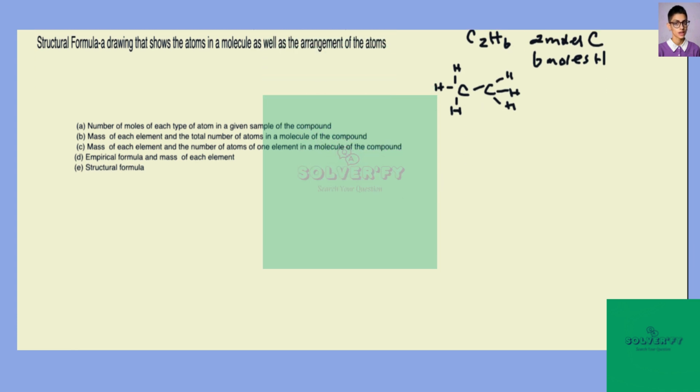So the question is, what information do you need to have to determine the molecular formula? If you know the number of moles of each type of atom in a sample of compound, this is only enough to tell you the empirical formula. So A is not enough information.